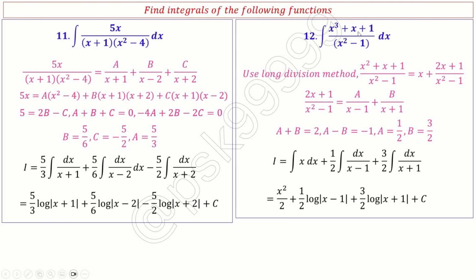Okay, this one, x cube plus x plus 1 divided by x square minus 1. If I divide, using the long division method, just like one of the problems we have done, I'll get x plus 2x plus 1 by x square minus 1. So 2x plus 1 by x square minus 1, I will again divide into partial fractions like a by x minus 1 plus b by x plus 1. So my a, b are half and 3 by 2.